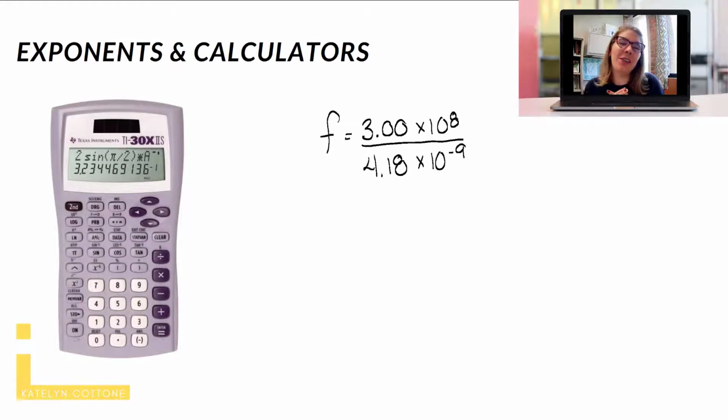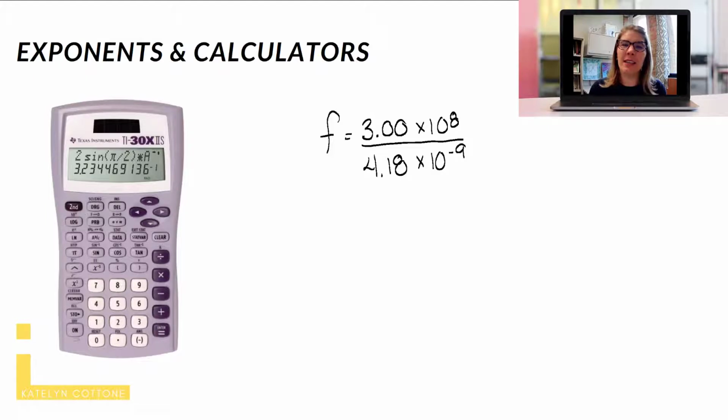So I want to show you what the most common calculator that I see students use looks like and how to use it. Now, even if you don't have the TI-30X IIS, that's fine, because all calculators are going to have the same general functions. It's just a matter of where the button is located on your calculator. So let's go ahead and practice putting in that same problem on the earlier page.